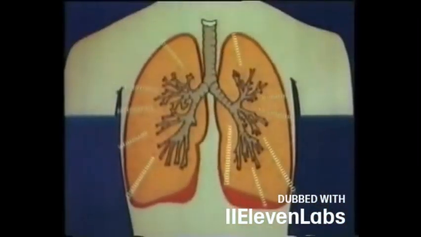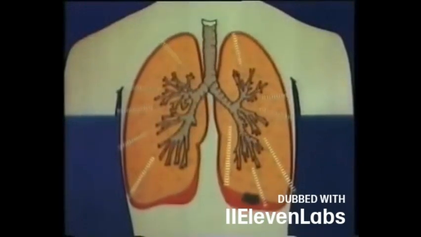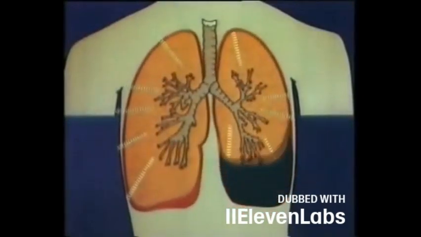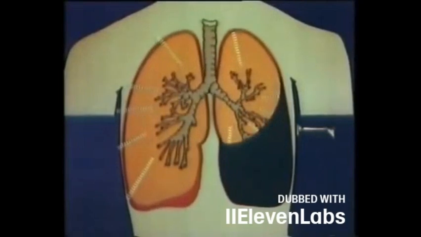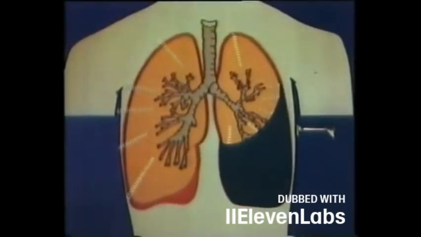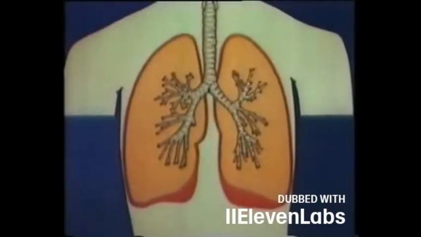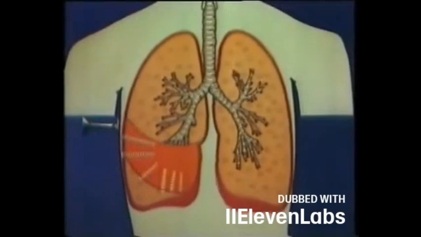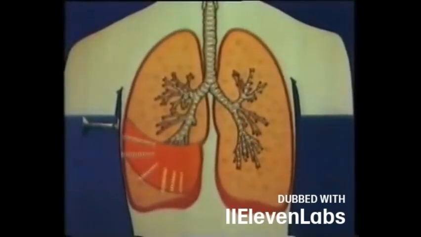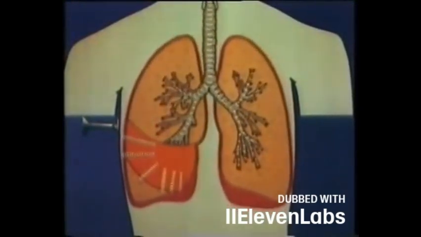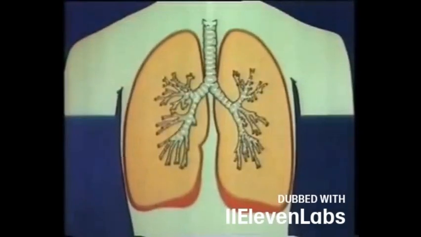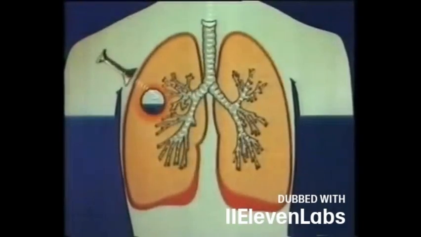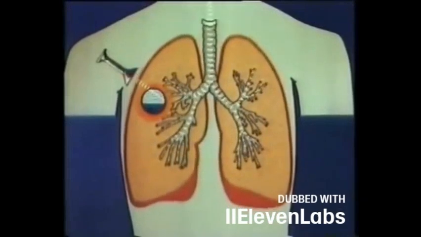Pathological weakening of vesicular breathing is observed when there is a fluid accumulation in the pleural cavity. When the lobe of the lung is inflamed and consolidated, bronchial breathing is heard. And in the presence of a cavity or abscess, amphoric breathing.